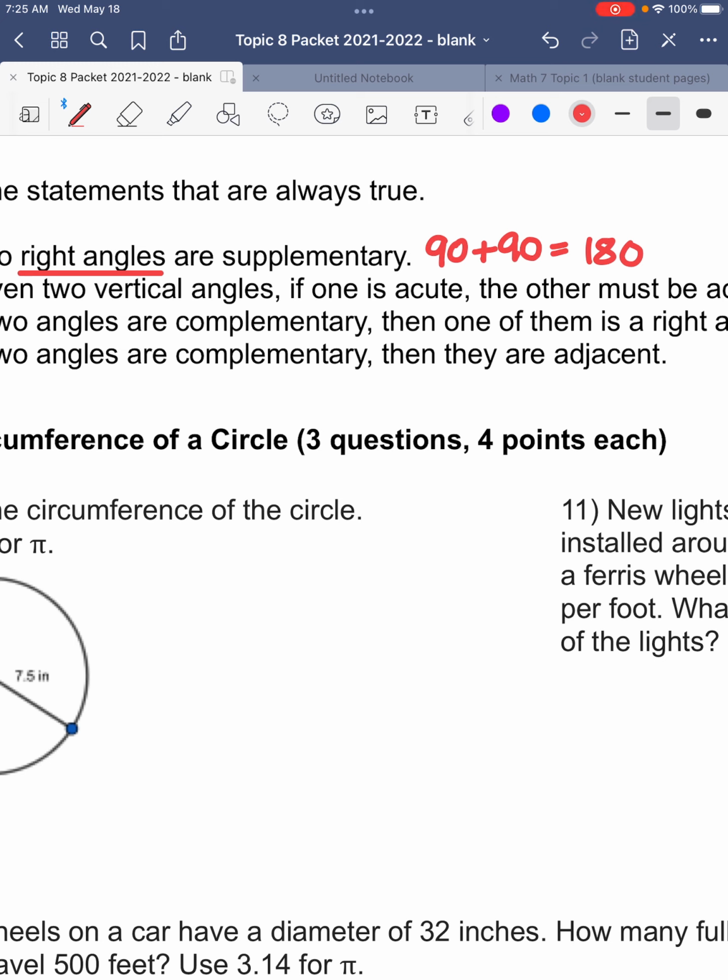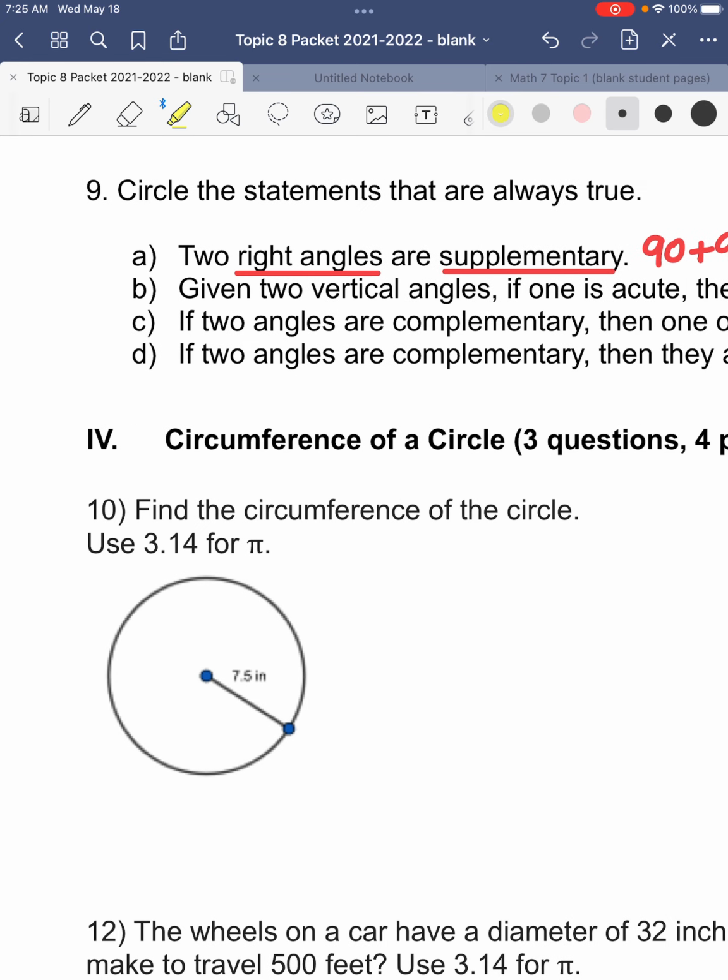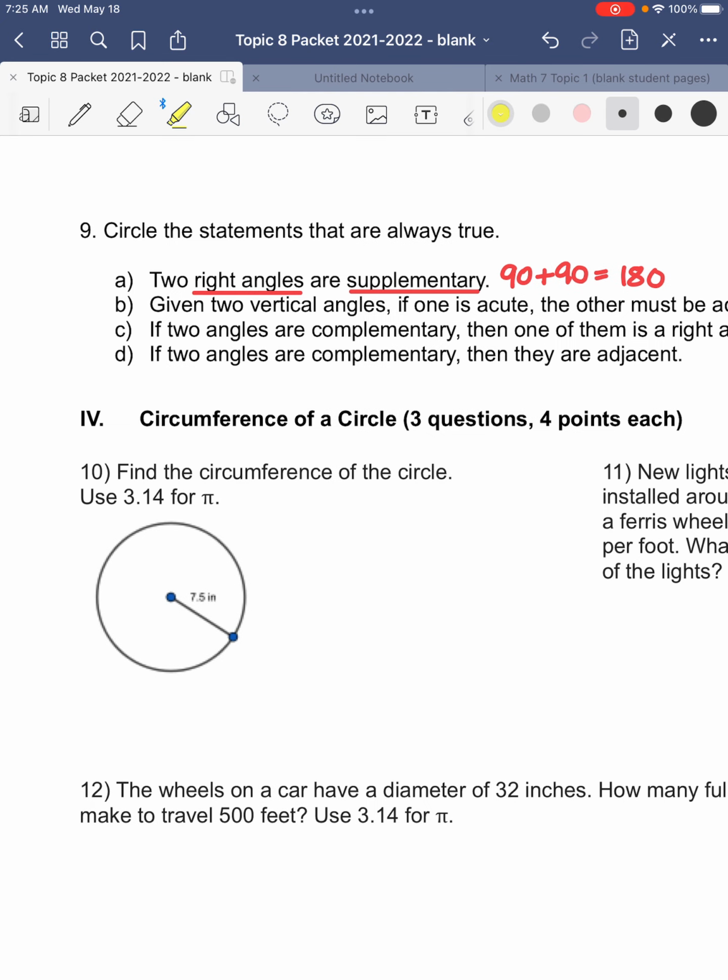So I need to know this vocab term supplementary. Supplementary means that I have 2 angles that add up to equal 180 degrees. So do I have 2 angles that add up to equal 180 degrees? Yes. So I know that A right here is true. So I'm just going to highlight it instead of circling it. It's true.